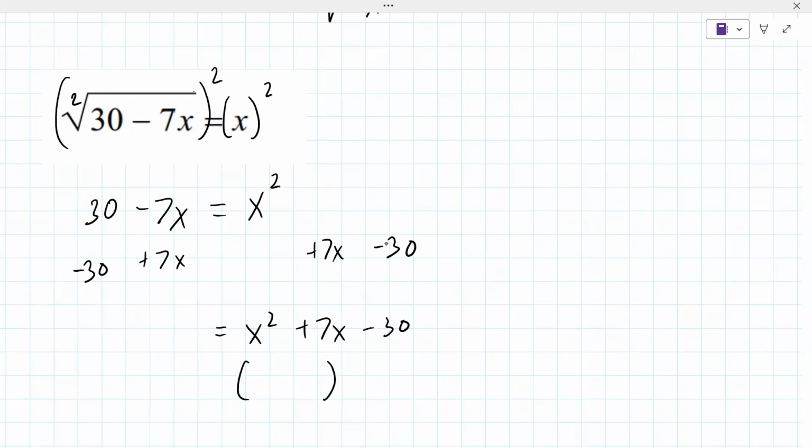All right, and so do you remember how to solve this by factoring? Does that look at all familiar to you? Yeah. So you're trying to find two numbers that multiply to minus 30, but add up to the 7.